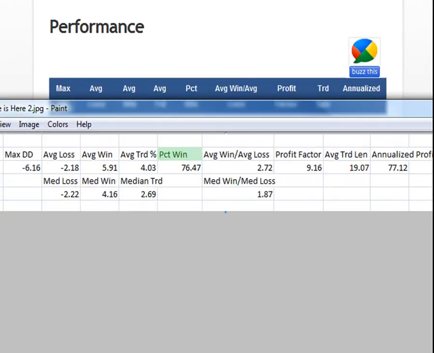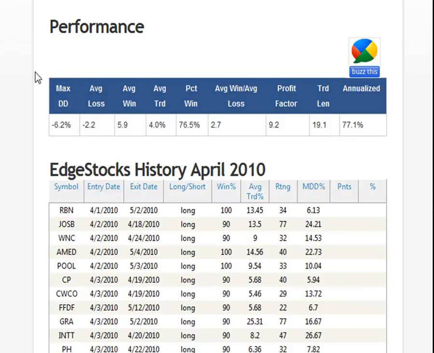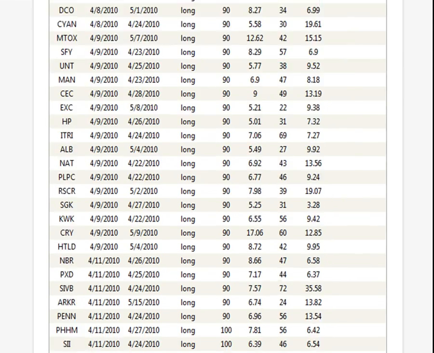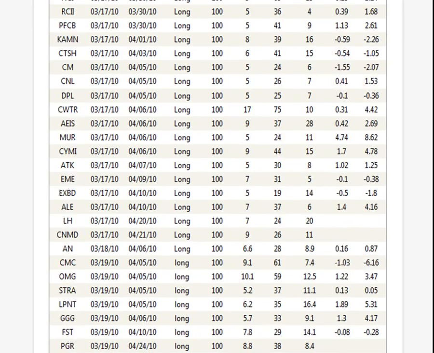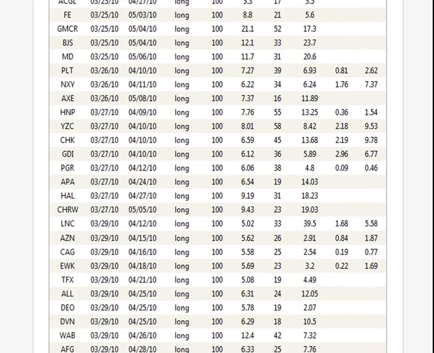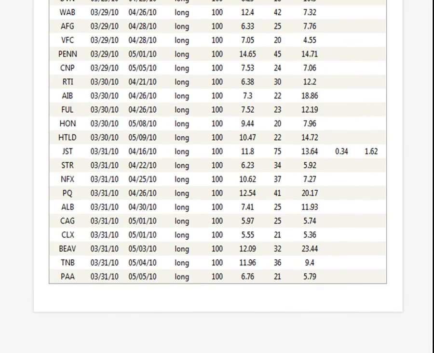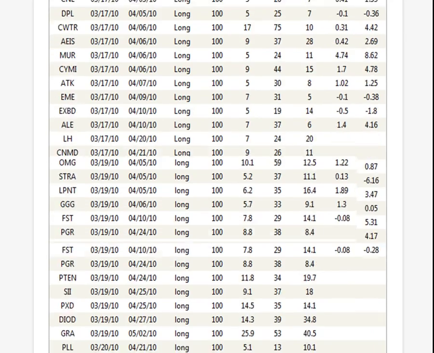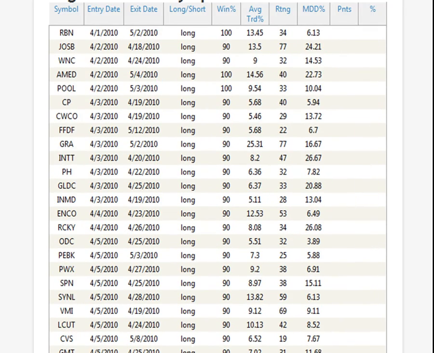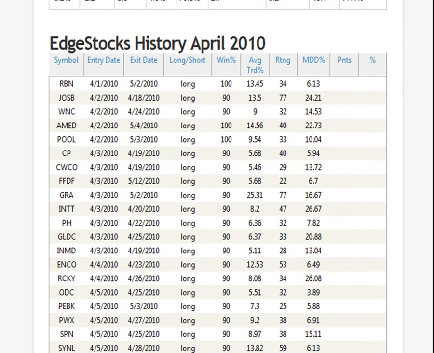I would like to take a moment and go over some stats on performance that we have to date since we started the Edge Stocks program back on March 1st. A lot of these trades have closed out now, and we have actually over 120 trades that have closed out. I'm here viewing the Edge Stocks history page.